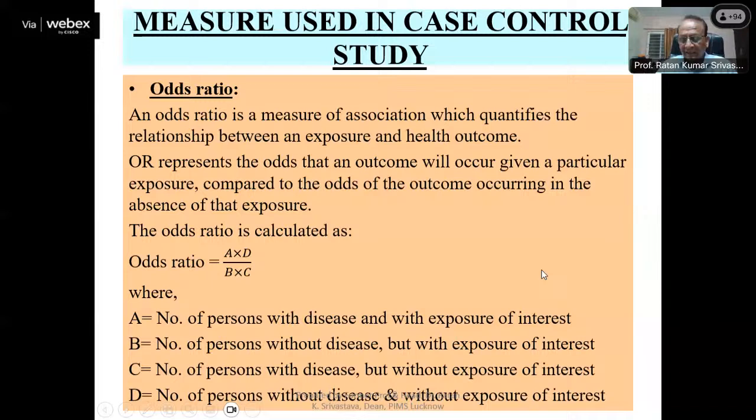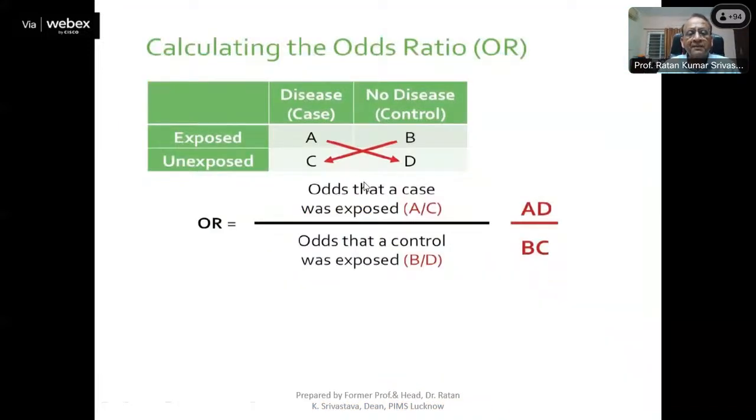I will take another slide and explain. You see here, the disease, exposed, unexposed: A and C, and no disease: B and D. So what is the odds ratio? The odds that a case was exposed, you calculate as A by C. The odds that a case was not exposed is B by D. So A by C divided by B by D.